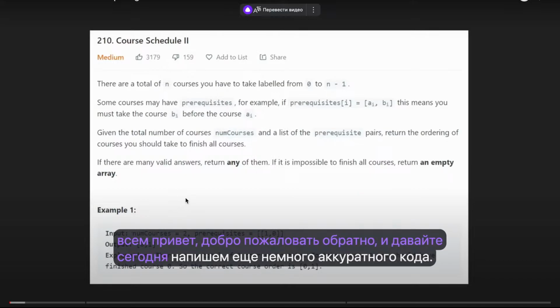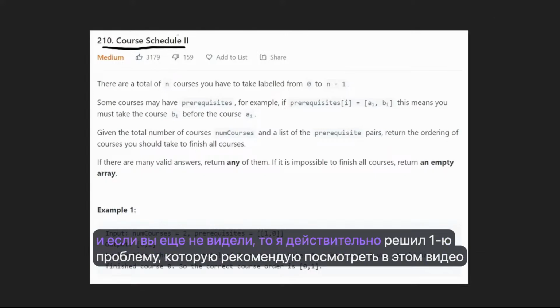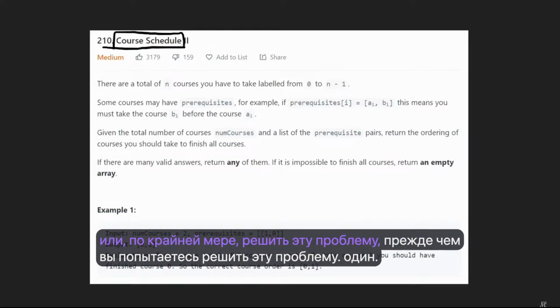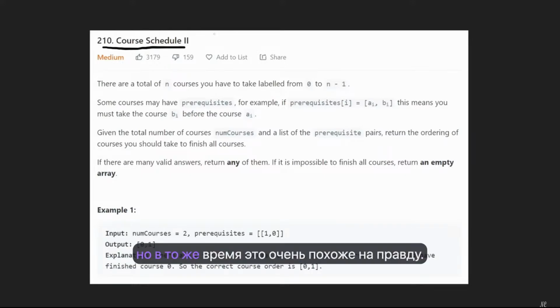Welcome back, and let's write some more NeetCode today. So today let's solve course schedule 2. And if you haven't already seen, I've actually solved the first one, which I recommend watching that video or at least solving that problem before you try to solve this one. It's a little bit more difficult, but it's also very similar.